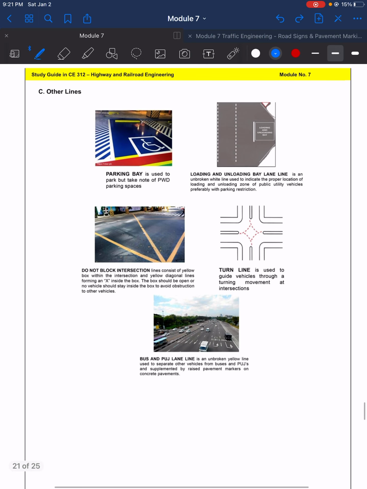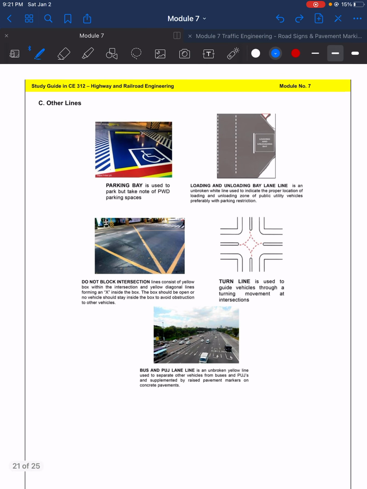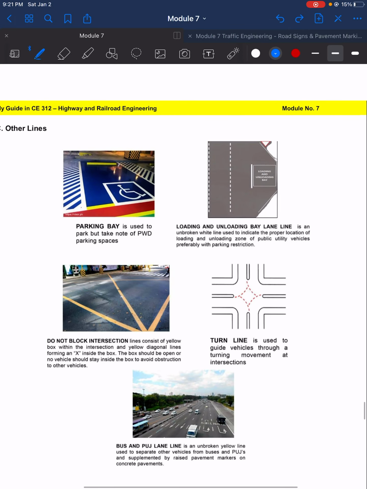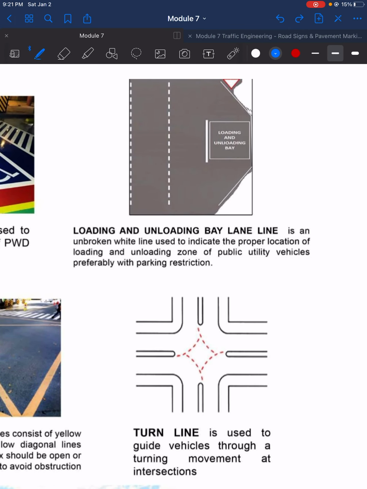Next is the other lines. C. Parking bay is used to park but take note of the PWD parking spaces. Then we have the loading and unloading bay lane line, an unbroken white line used to indicate the proper location of loading and unloading zone of public utility vehicles, preferably with parking restrictions. So, ito yung loading and unloading bay lane line natin.